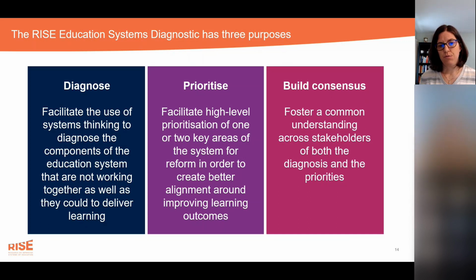The second then is to prioritize, so to facilitate high-level prioritization of the one or two key areas where the system needs reform in order to create better alignment around learning. So I think often when people think systems thinking or systems approaches, it's like, well, we have to do everything at once, and we can't do everything at once, so we just can't start on that. But an explicit part of the RISE diagnostic is to prioritize and try to identify which system constraints are most critical to alleviate to improve learning outcomes.